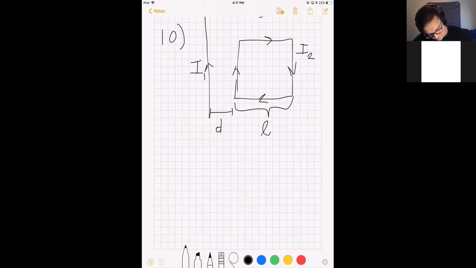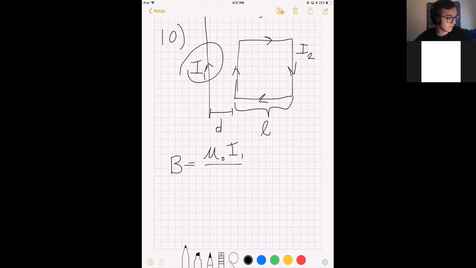That's great. So yeah, what we want to do is B is equal to mu naught I1. So what we're going to do is describe the B field due to this wire right here. Then each electron in this wire here is going to experience a force, and that's going to cause a force in the entire wire. And then we're going to break this square up into four chunks.